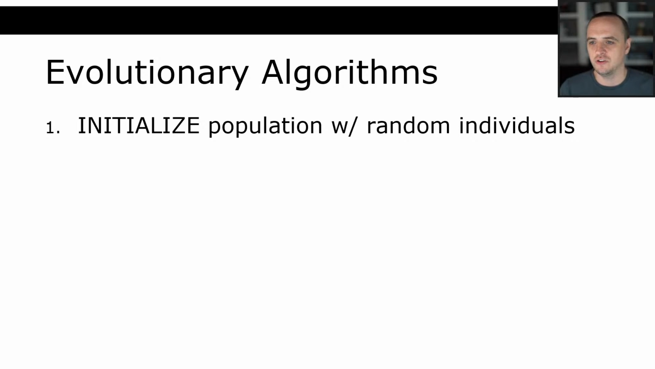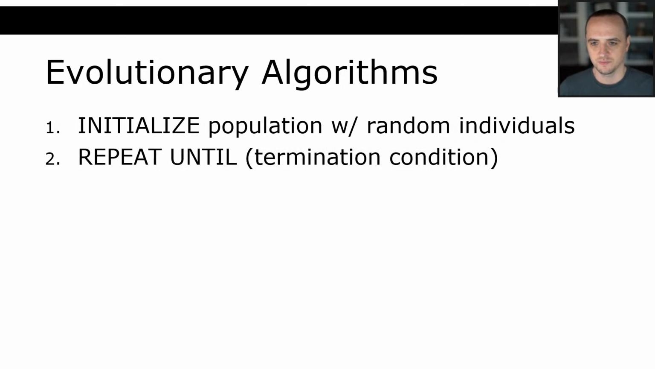So the first thing we do is, you may ask, how are we actually going to get the initial population? Typically we just set it up randomly. So we have an initial population. Let's say we have 1,000 individuals. They're all going to be randomly assigned traits. And then we have the process of evolution that's going to happen until some termination condition.